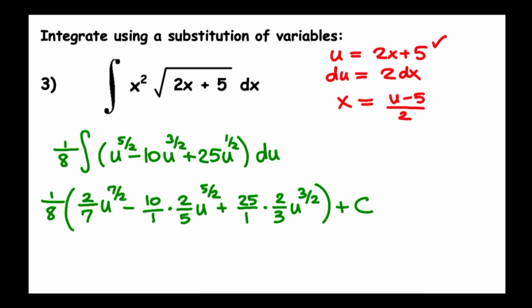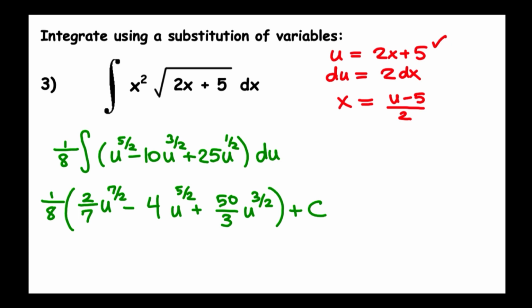We can simplify a little bit here in the middle. That's just going to become a 4. Let's clean this up a little bit and just put the 4 in there. I'm also going to clean up this last fraction and make it 50/3. There we go, that's better. Now most textbooks, to get rid of the parentheses, will probably distribute this 1/8 through. So I'm going to do just that. 1/8 times 2/7 would be 1/28.